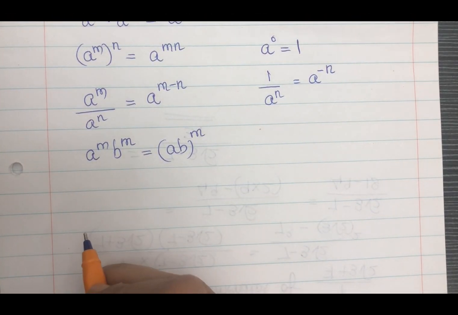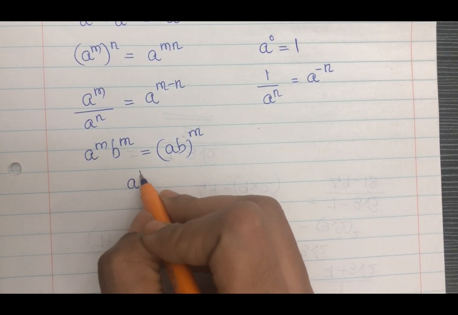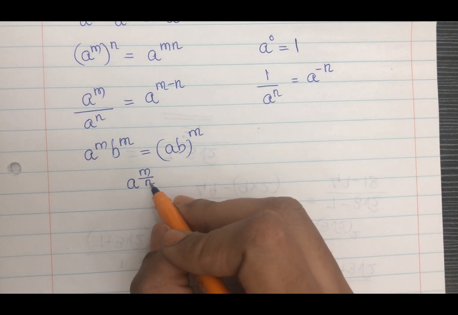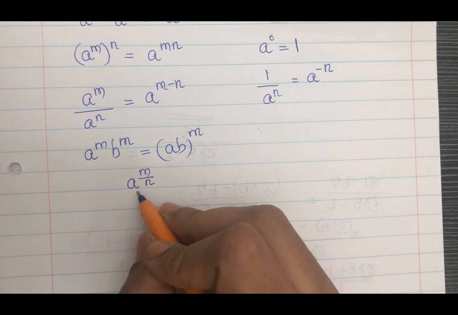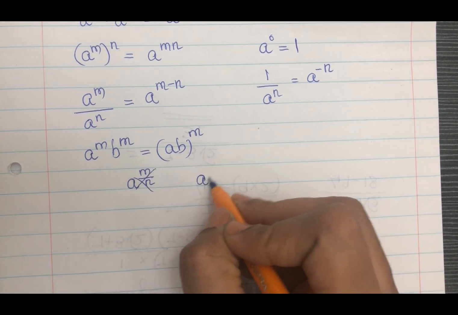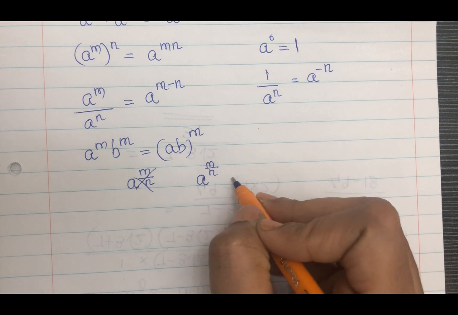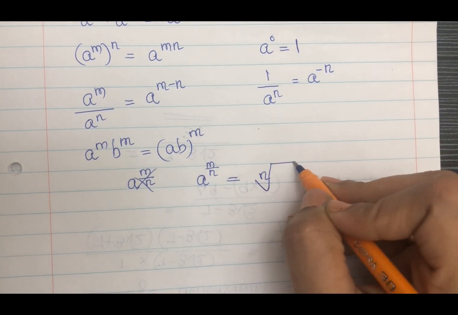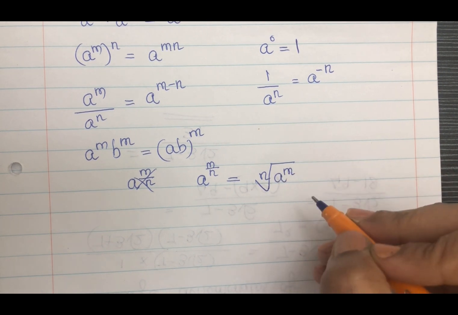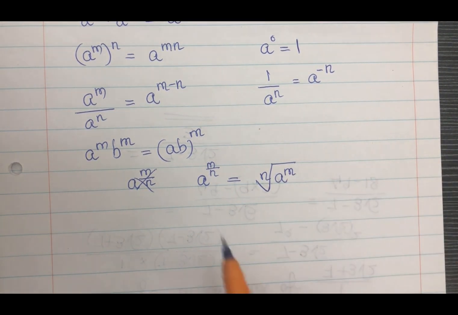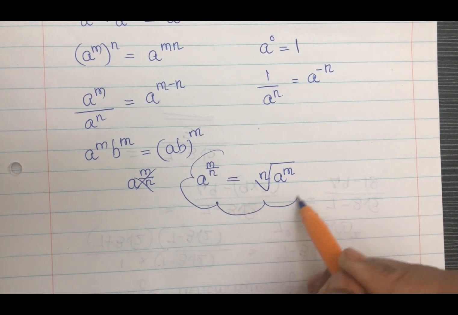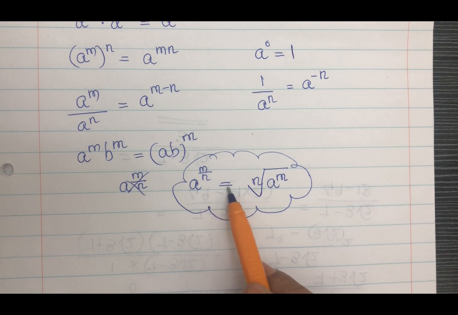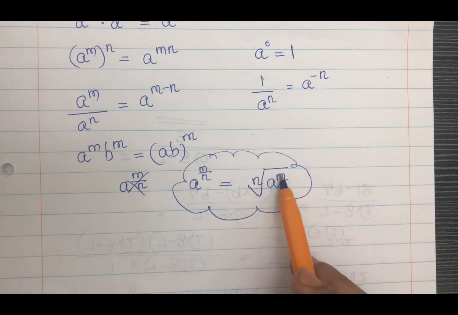Also keep in mind that a raised to m by n is not a into m by n, okay, it's not that. a raised to m by n is equal to the nth root of a raised to m. This you have to keep in mind: a raised to m by n is equal to the nth root of a raised to m.